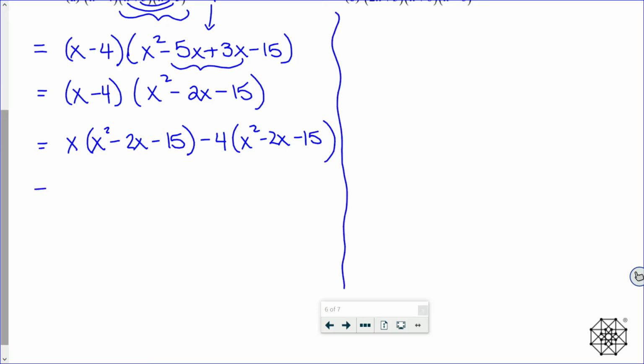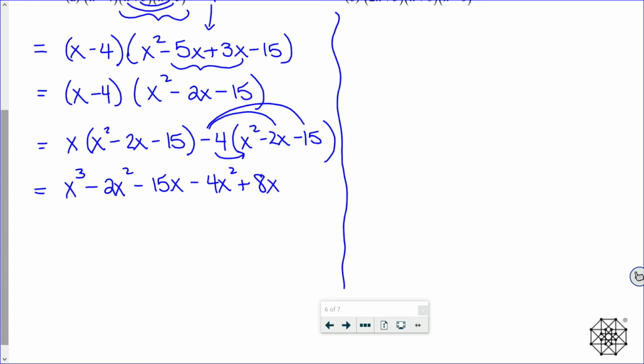In this case, I'll have x times x squared, which is x cubed, x times negative 2x, which is negative 2x squared, negative 15 times x, which is negative 15x. Then I'll multiply everything by negative 4. Negative 4 times x squared is negative 4x squared. Negative 4 times negative 2x is positive 8x. Got to be careful there. And negative 4 times negative 15 is positive 60. Again, be careful. Nothing combines with that x cubed.